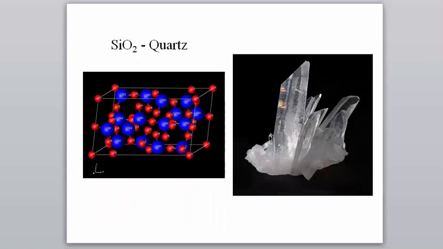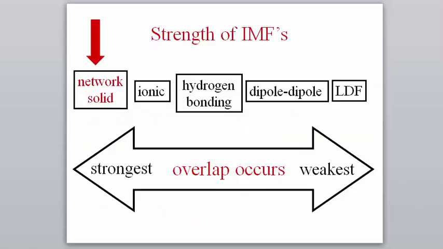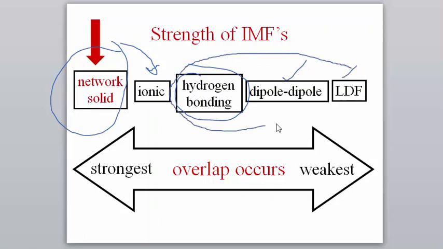Quartz, silicon dioxide, has a structure very similar to diamond. You can see this huge structure, hard crystalline structure with all of these covalent bonds that are quite strong. So quartz is also a network covalent solid. At the very top end then of your bonding are your quartz and diamond, then your ionic, then your hydrogen bonding, dipole-dipole, and LDF. But remember, within these, there can be quite a bit of overlap.